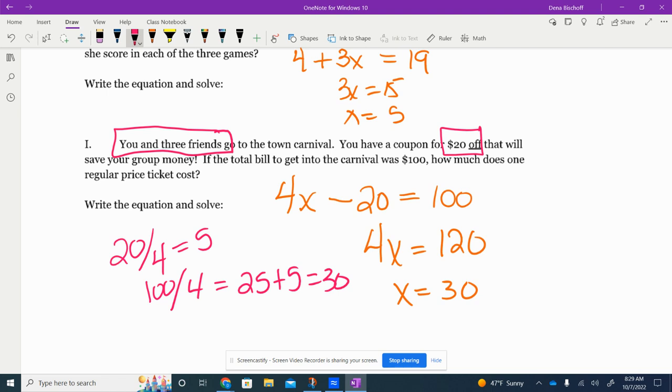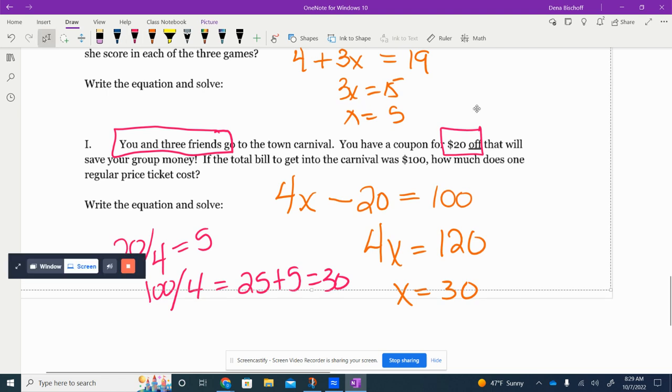Ooh, let me stop our video. That's probably why it always shuts off on me, because I never stop it. Okay.